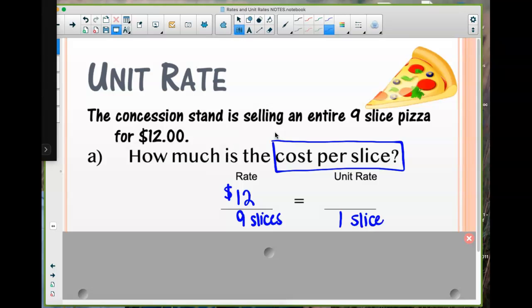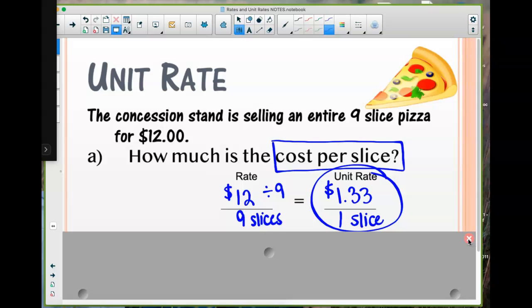Okay, so that means I'm going to grab my calculator and I'm going to divide by 9. I'm going to do 12 divided by 9. You always divide by what's on the bottom. And we're dealing with money, so we're going to round to 2 decimal places. So it's going to be 1.33. Okay, and we'll label it. The cost per slice is $1.33 for one slice. Okay, so maybe you didn't want to buy the whole pizza, you just want one slice. You need to have $1.33 to buy just one slice.